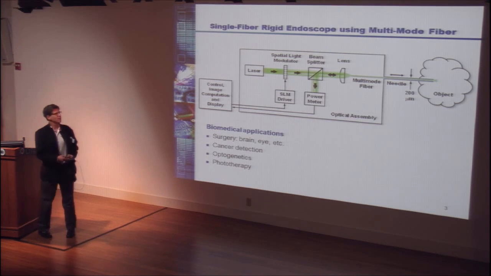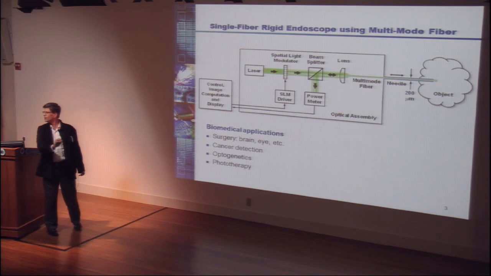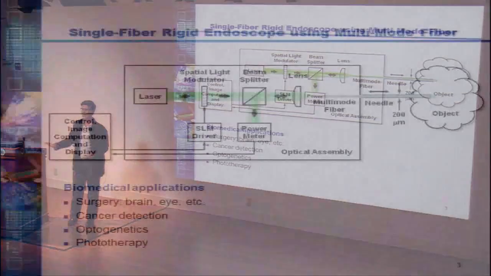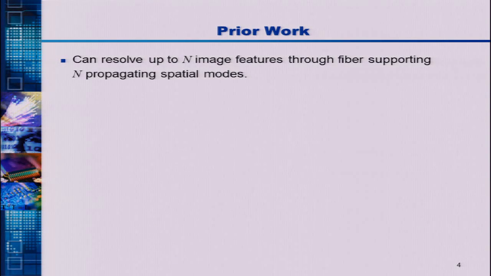So the most obvious way to do this would be to form a spot of light at the tip of the fiber and raster scan it across the object. That's the most straightforward way of doing this, and that's the way other people have done it. And we did it in a different way, and we discovered something very surprising, and that's the subject of this talk. And so let me describe some of the prior work in this field.